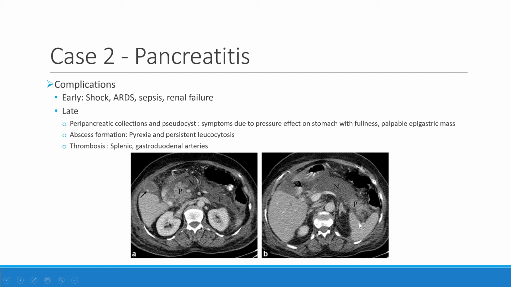So as you can see on this CT, N is the mark for the area where it's necrotic. So this is the pancreas, and some fluid collection around here. And it's a necrotic region in the pancreatic area.